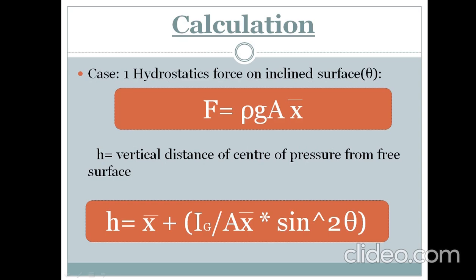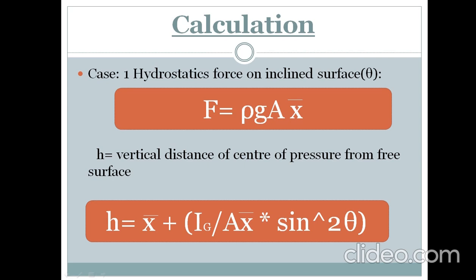Case 1, hydrostatic force on an inclined surface, theta. So hydrostatic force F is equal to rho g A h bar, where rho is the density, A is the area of the object, and h bar is the vertical distance of the center of gravity from the free surface. The center of pressure h is equal to h bar plus Ig upon A h bar into sine square theta.